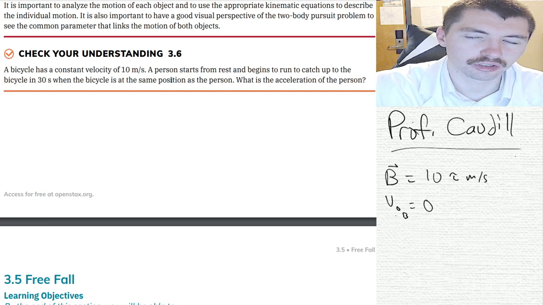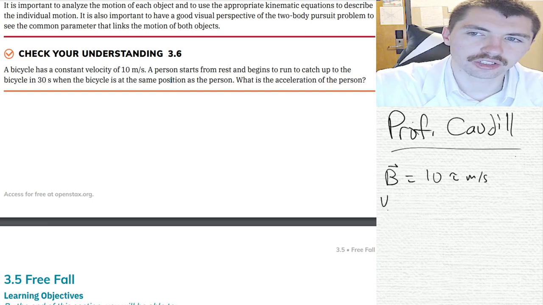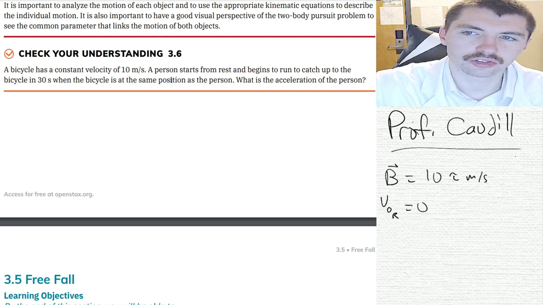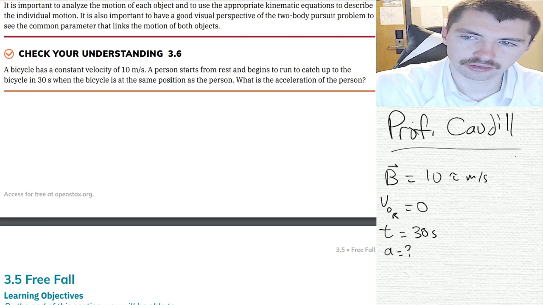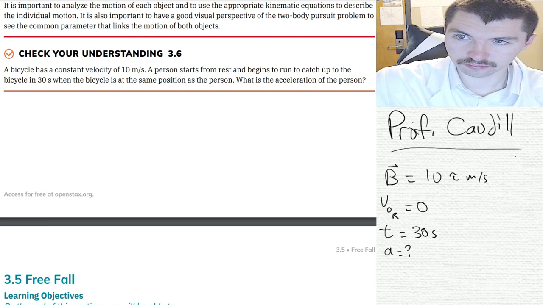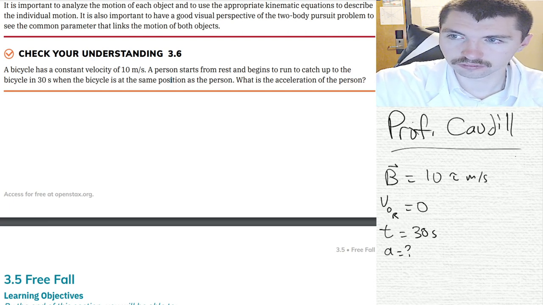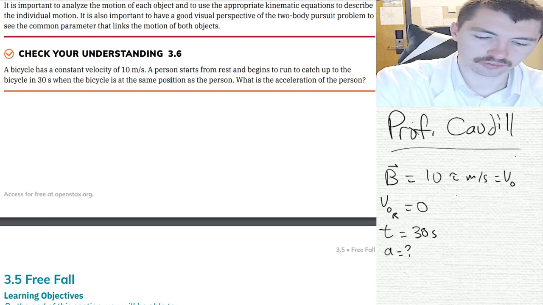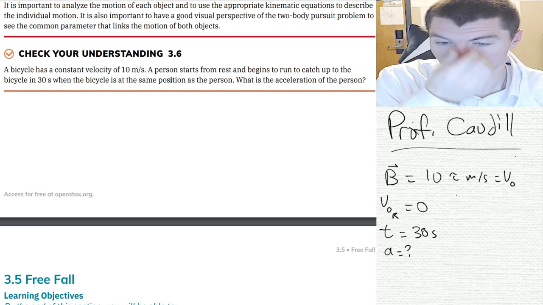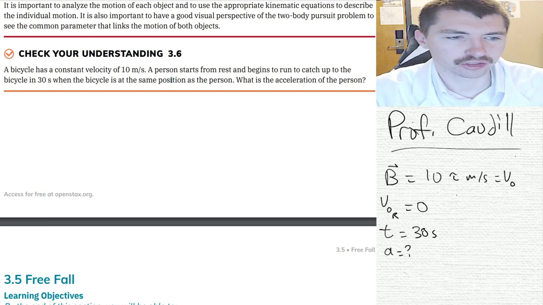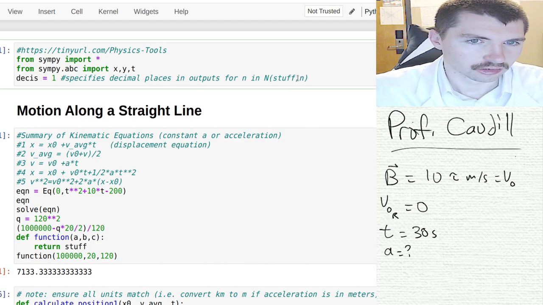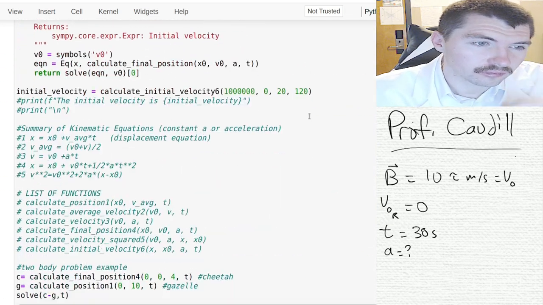So the runner. V naught of the runner starts at 0. T is 30 seconds. So we want to find a. What are we solving for? We're solving for a, and we're probably going to set some functions equal to each other.